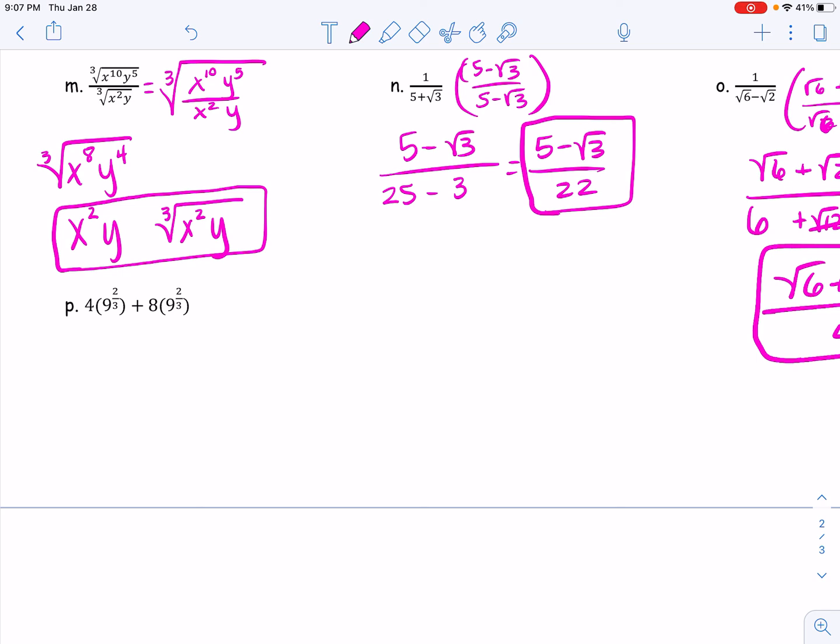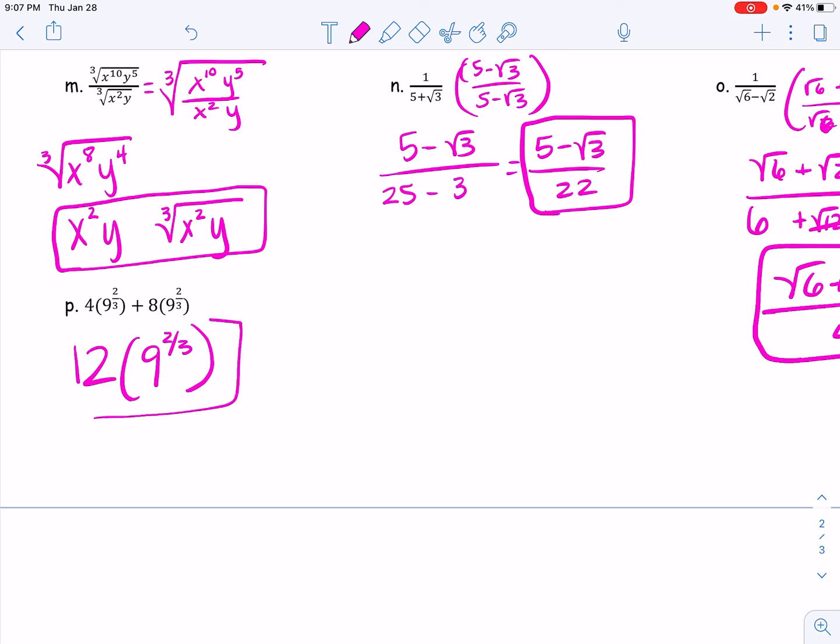4 times 9 2/3 plus 8 times 9 2/3. Hey, guess what? That 9 2/3, that's the same root, same number underneath, everything. That means we can add these together. 12 times 9 to 2/3. Okay? And that is our final answer.